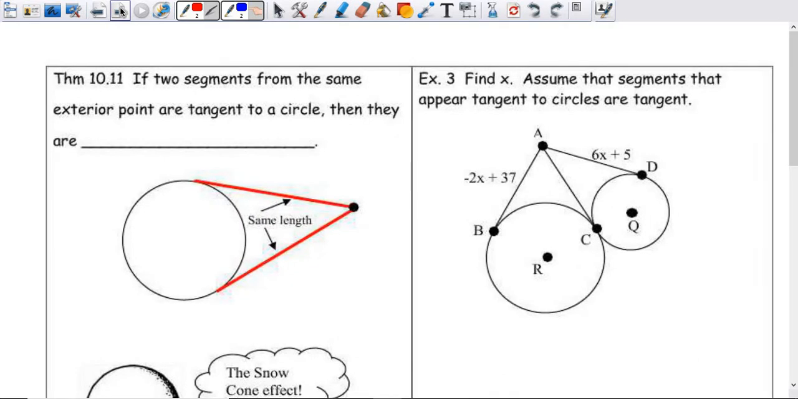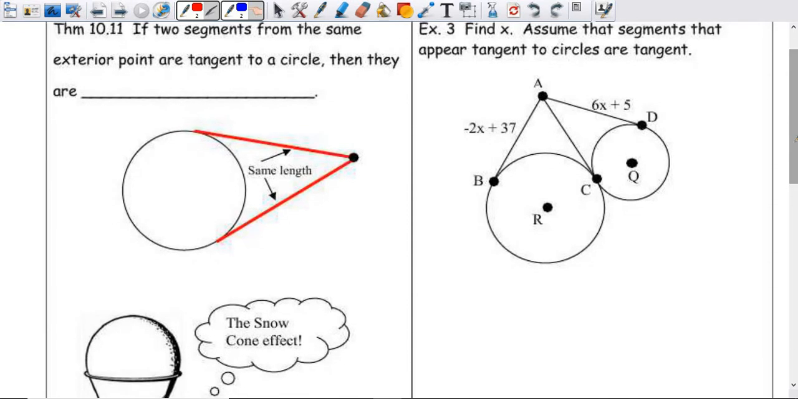All right, now we have what we like to call the snow cone effect, or the snow cone problems. If two segments from the same exterior point are tangent to a circle, then they are congruent. This is the exterior point that we are talking about in this theorem, so it's outside of the circle.